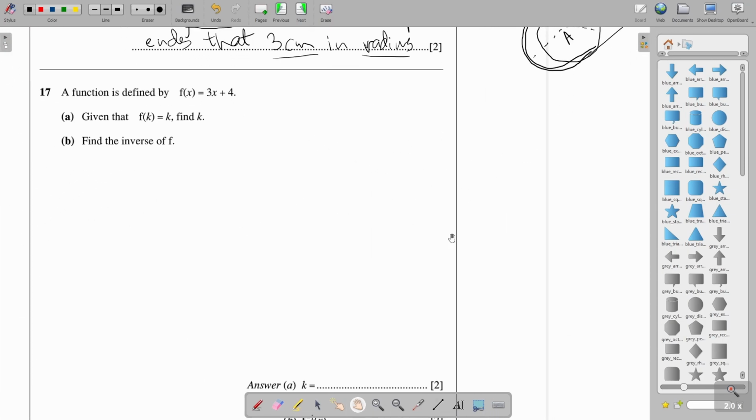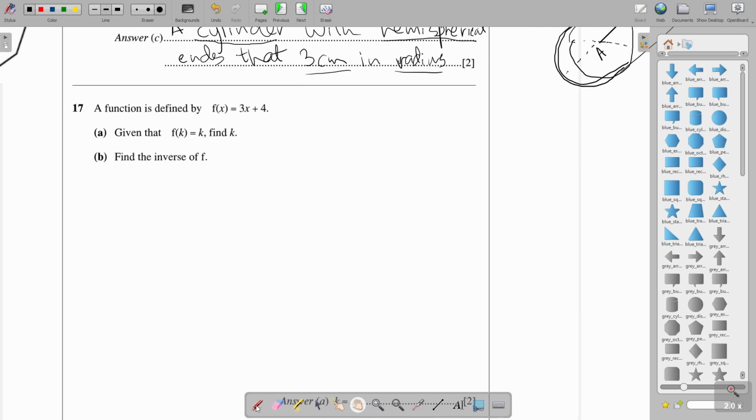All right, moving on to question number 17. A function is defined by f of x is equal to 3x plus 4. Given that f of k is equal to k, find k. So simply f of k is equal to k. So when we put k in place of x in this function, we get k. So we can just find k.